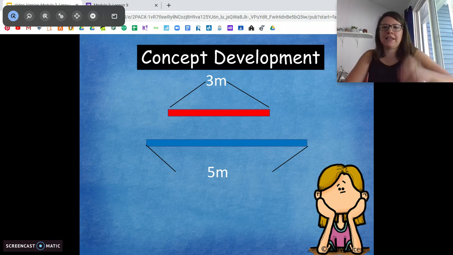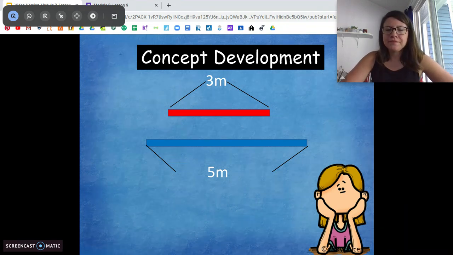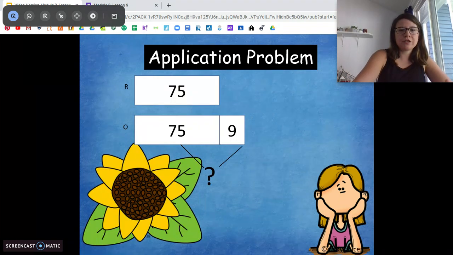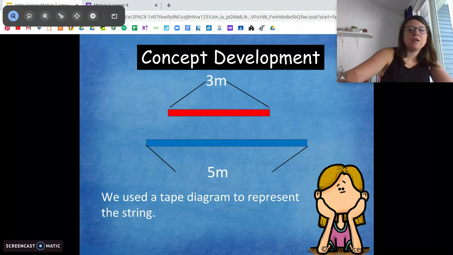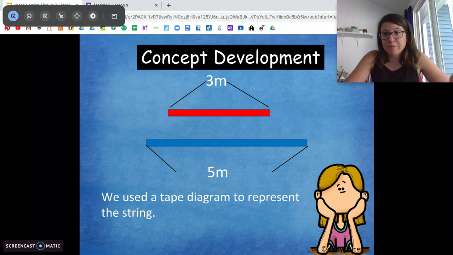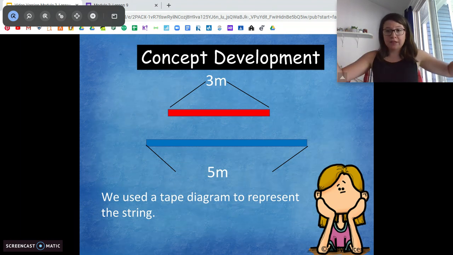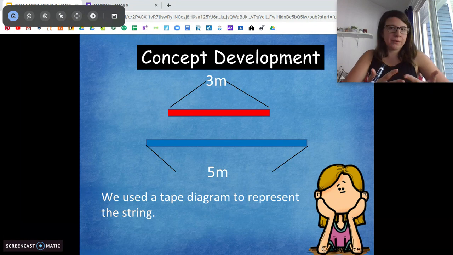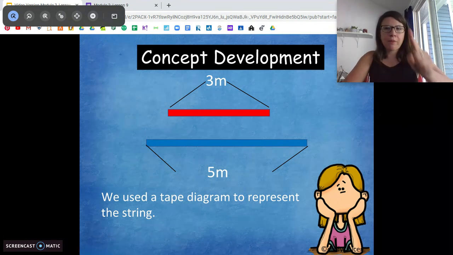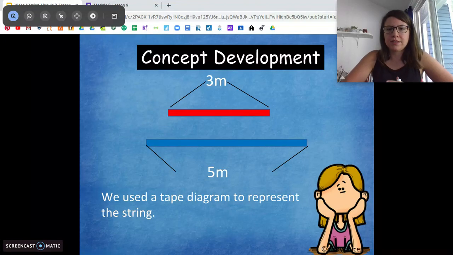What does this kind of look like to you, this picture? Yeah, it kind of looks like a tape diagram, right? Kind of like the one we just did for Oscar and Richard. So, we can use this tape diagram to answer questions about the lengths of the string. Like, for example, how much string do I have altogether? I want you to pause and write me a number sentence to show me how much string I have altogether.